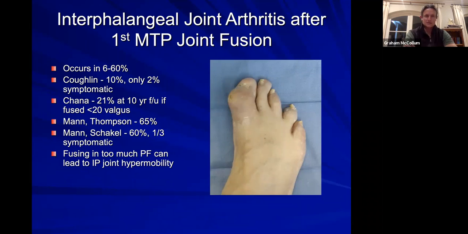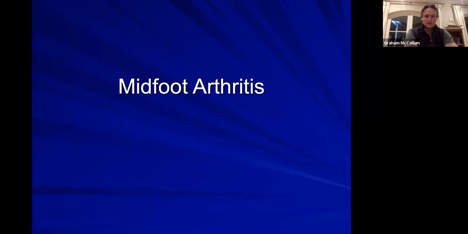So IP joint arthritis is pretty common. If you look at the sort of 10-year follow-ups, around 20% sometimes require arthrodesis or treatment. And I think if you look at it carefully, a lot of the time it's because of malposition of the hallux. If you look at this case, the IP joint is certainly subluxed, but the hallux is fused too straight. I think it's something to bear in mind, and perhaps we need to think a little bit about joint preservation in some of the earlier cases. So that's enough about hallux rigidus. Are there any questions there, guys?